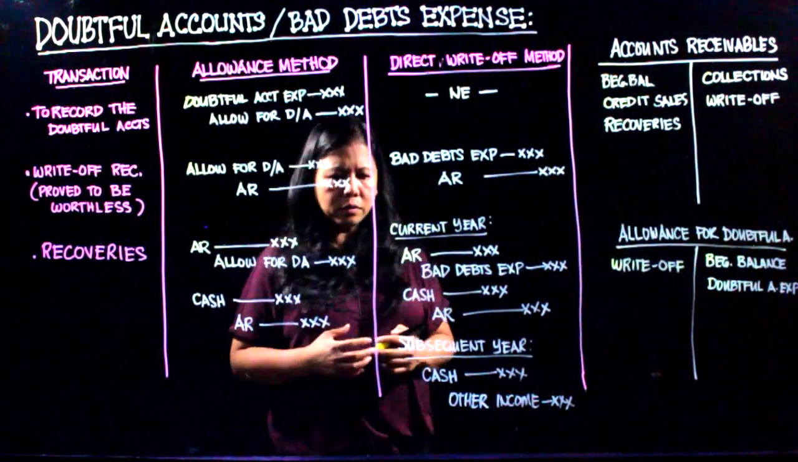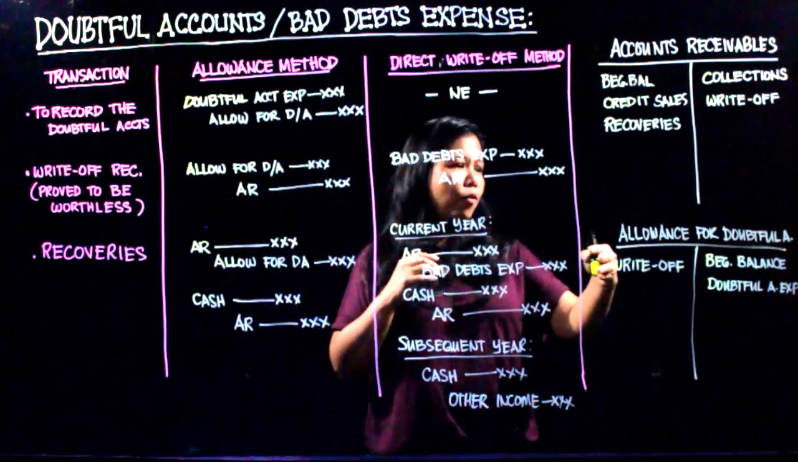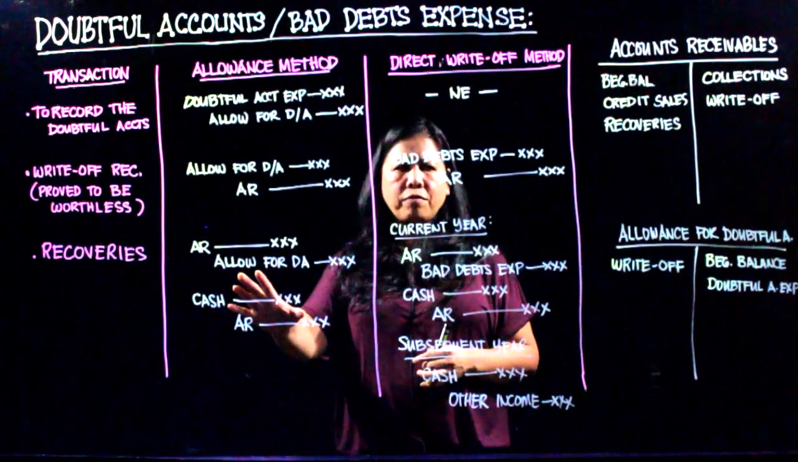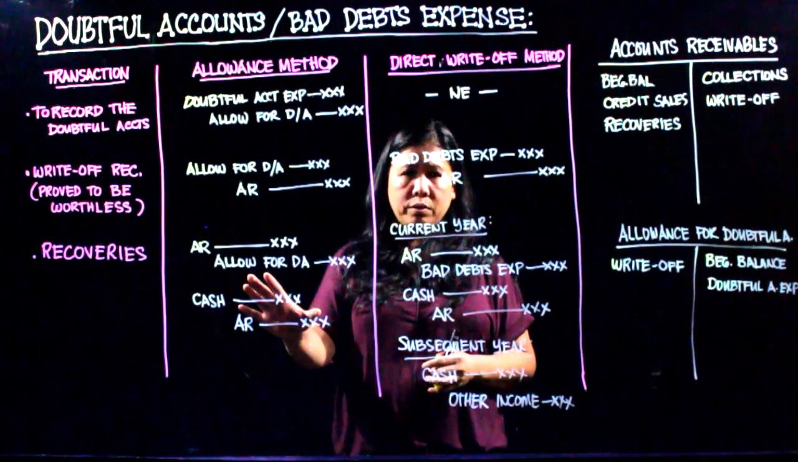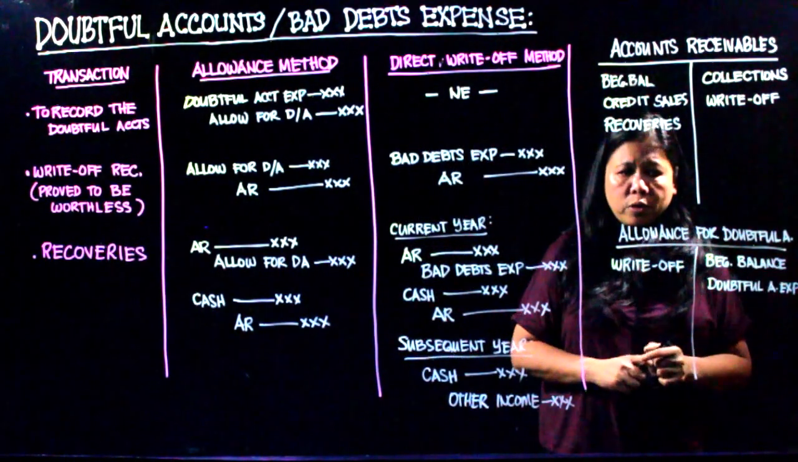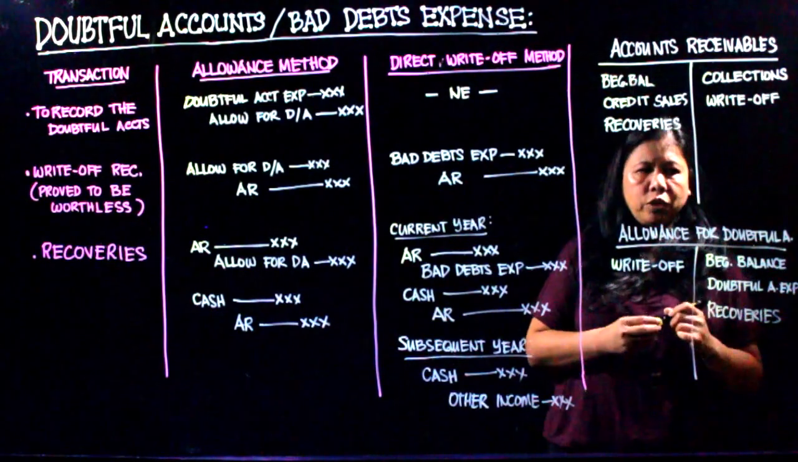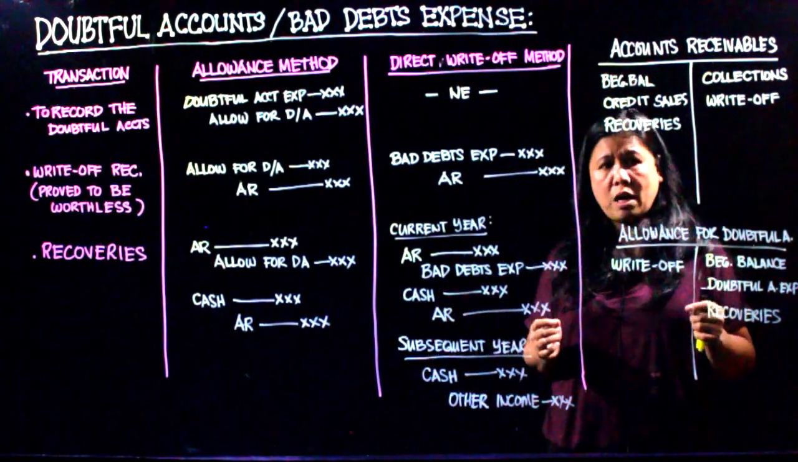Now, what are the other transactions that affect the allowance for doubtful accounts? Recoveries. For recoveries, we credit allowance for doubtful accounts, so we increase the allowance for doubtful accounts. So these are the transactions that affect the allowance for doubtful accounts.